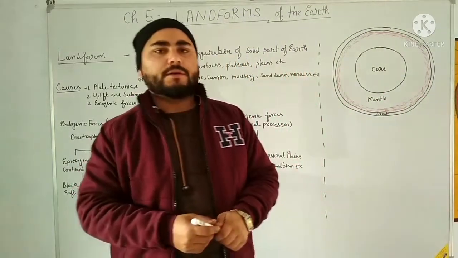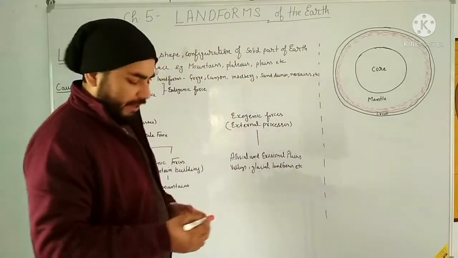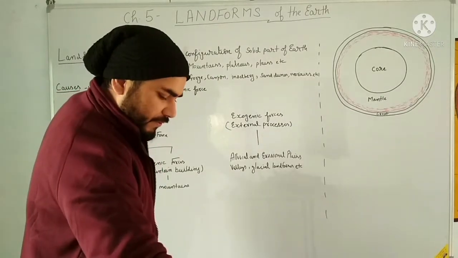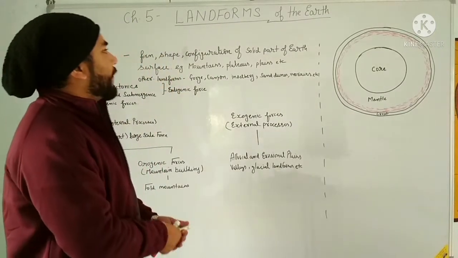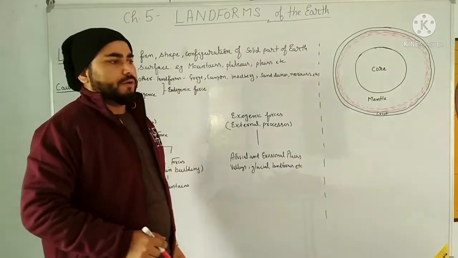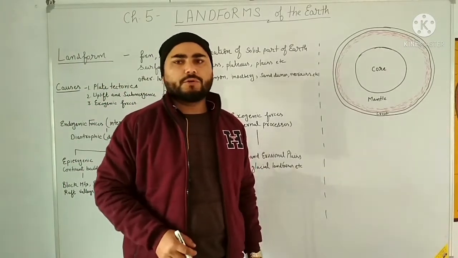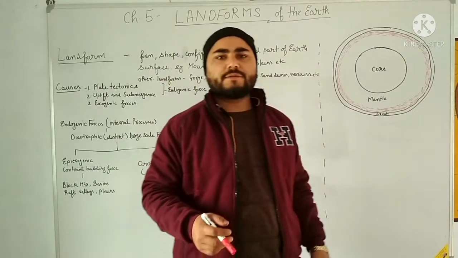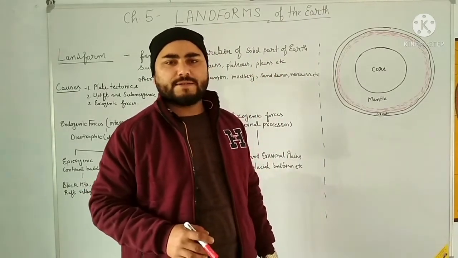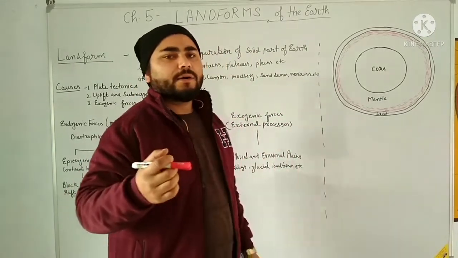I will take the very first lecture of Geography chapter 5, which is Landforms of the Earth. Dear students, this is one of the very important chapters of Geography. You need to understand first of all what is the meaning of landform. Landform means the form of land, how the configuration of land is, what is the shape of the land. Okay, that is called landform.